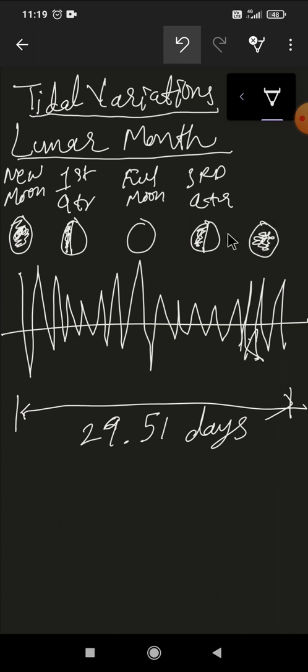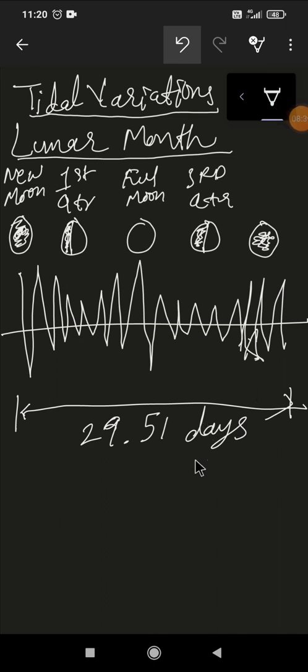A lunar day consists of 24 hours and 50 minutes, and in one lunar day there are two low tides and two high tides. The effect is maximum when the Earth, Moon, and Sun are in one line. Since the Moon is nearer to the Earth than the Sun, the Moon has a greater contribution in the formation of the tides.